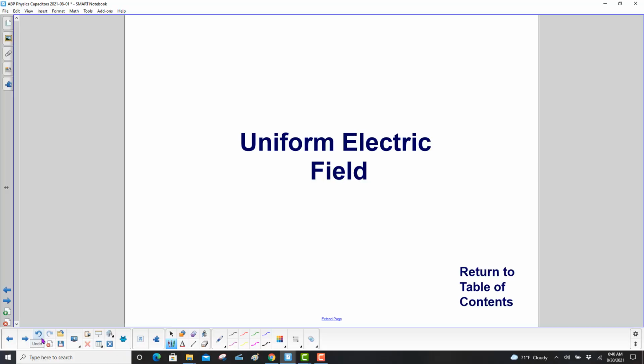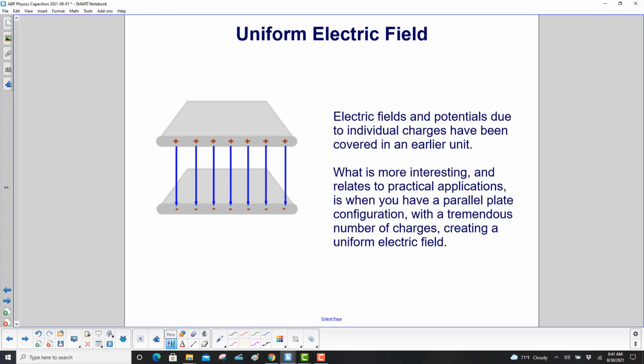Uniform electric field. Electric fields and potentials due to individual charges have been covered in an earlier unit.